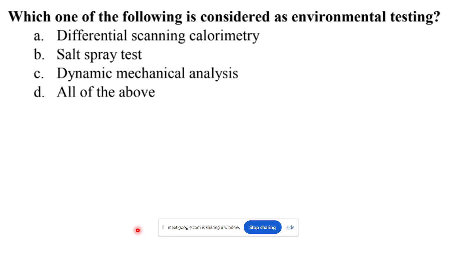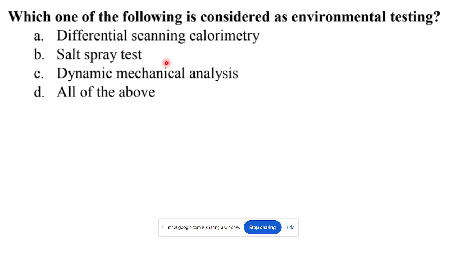So first one is, which one of the following is considered as environmental testing? Is anybody? I have already discussed the DSC, differential scanning calorimetry. Answer is B, salt spray test.